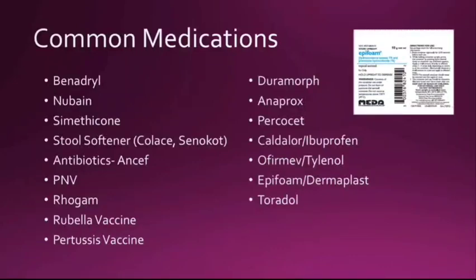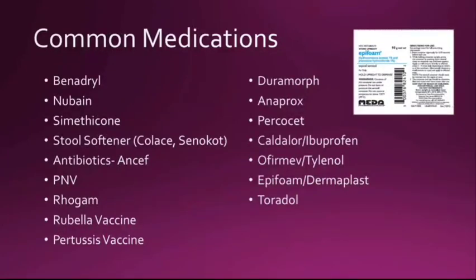Duramorph, long-acting morphine given intrathecally through a spinal. Your Anaprox is going to be an NSAID. It's kind of like souped up Aleve. It's like a prescription dose of Aleve. Your Percocet is a narcotic. It has a narcotic and Tylenol in it.